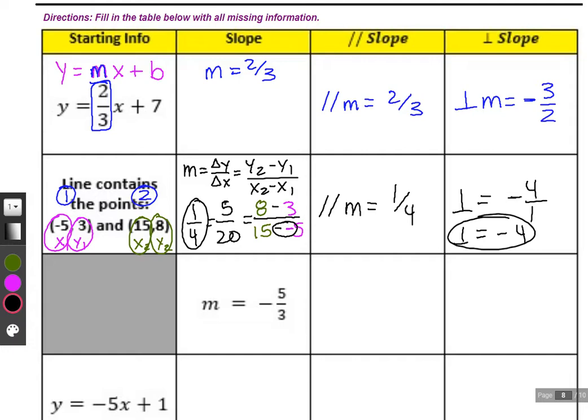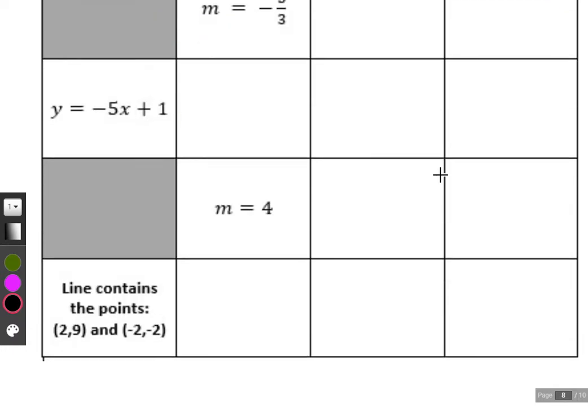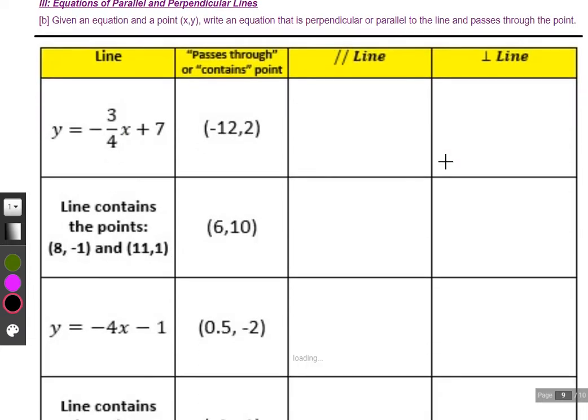All right. Now let's write the equation. Now that we know how to find slope and the parallel slope and the perpendicular slope, let's actually do the writing portion of it. Where's my mouse? There she is. Okay. So we'll come back to those in a different pass-through. So now I have to write the parallel line and the perpendicular line.